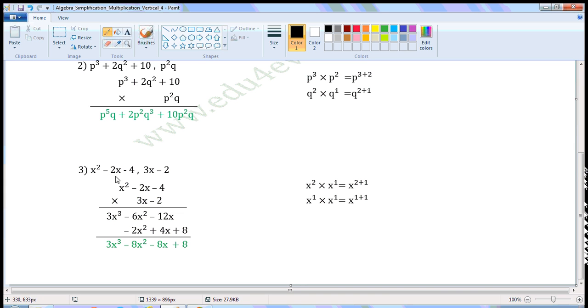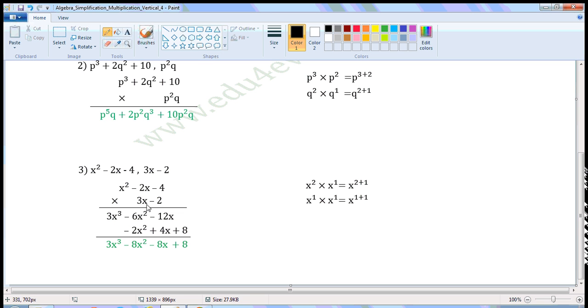Next set of expressions, x square minus 2x minus 4 and 3x minus 2. We have to multiply these two. So write x square minus 2x minus 4 into 3x minus 2. We have to multiply each term of this expression with each term of this expression. So first we have to multiply x square with 3x. Here the bases are equal. So let us simplify this in the rough work.